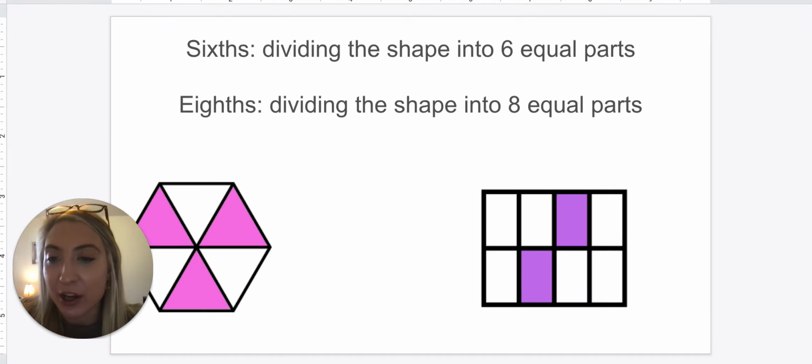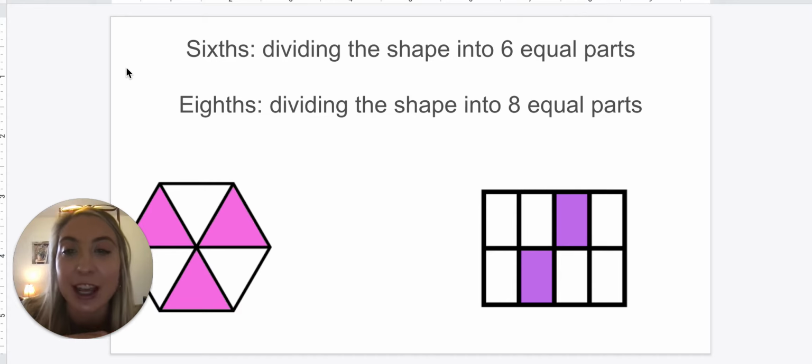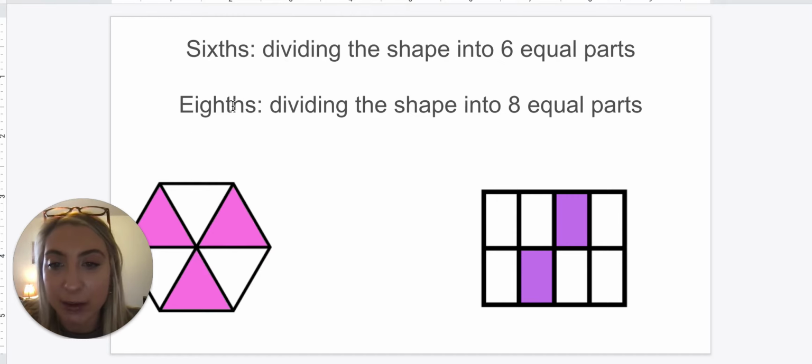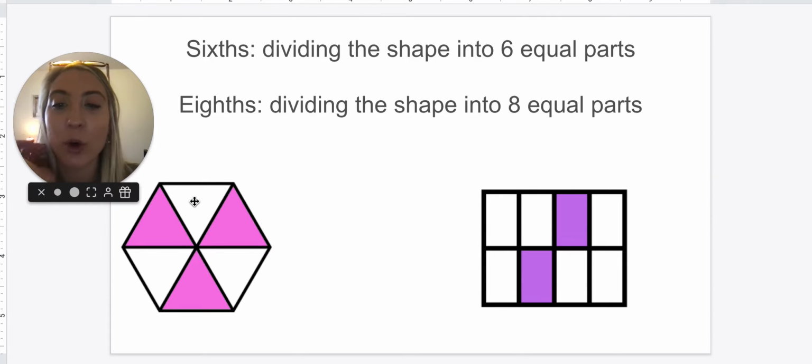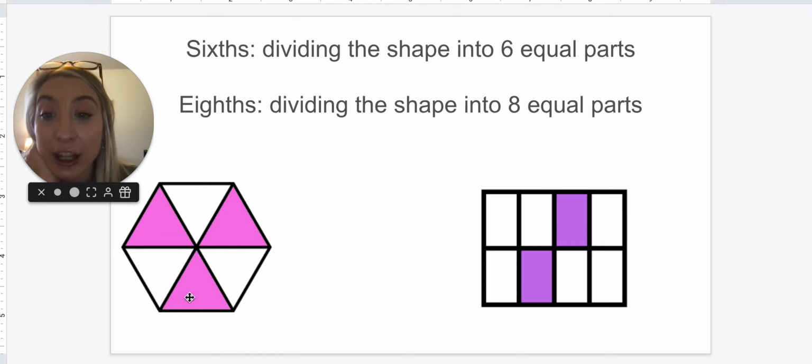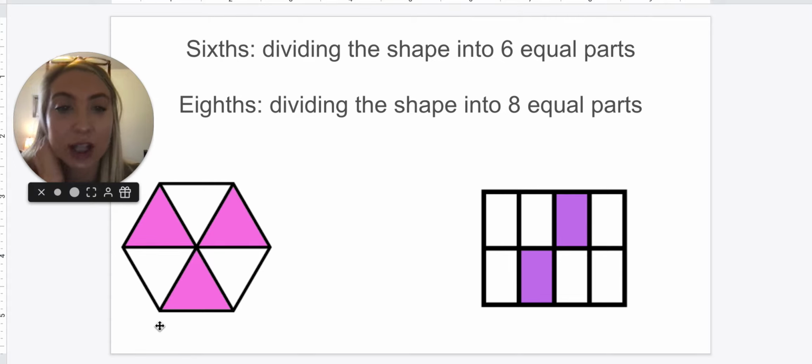So as you might know, 6ths is dividing the shape into 6 equal parts, and we can see the word 6 right here. And 8ths is dividing the shape into 8 equal parts, and we can see the word 8 right here. So this is just an example. We have 1, 2, 3, 4, 5, 6, and they're all equal parts. And you see they go from one point right across to the other point. It's not going from here to here. They're going straight across.